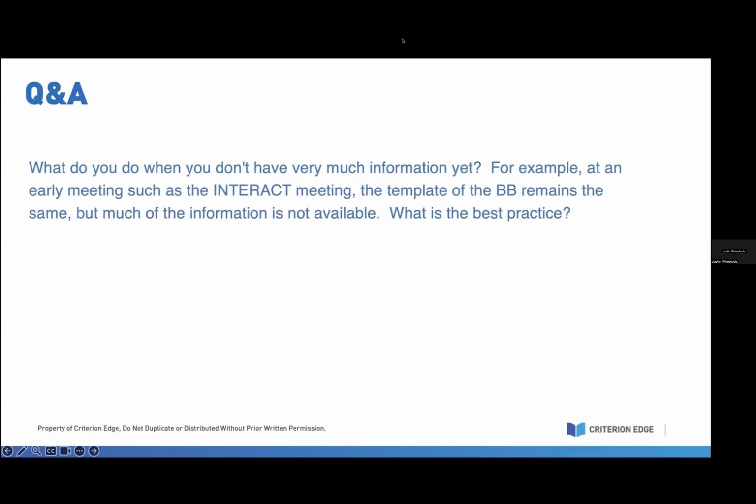What do you do when you don't have very much information yet? For example, at an early meeting such as the Interact meeting, the template of the briefing book remains the same, but much of the information is not available. What is the best practice? The best practice is really present what you have and ask what you need.